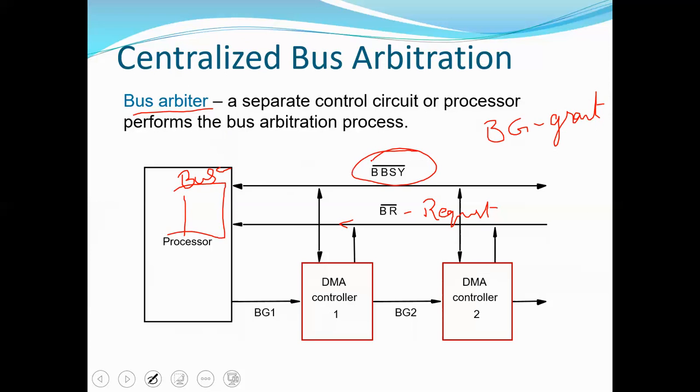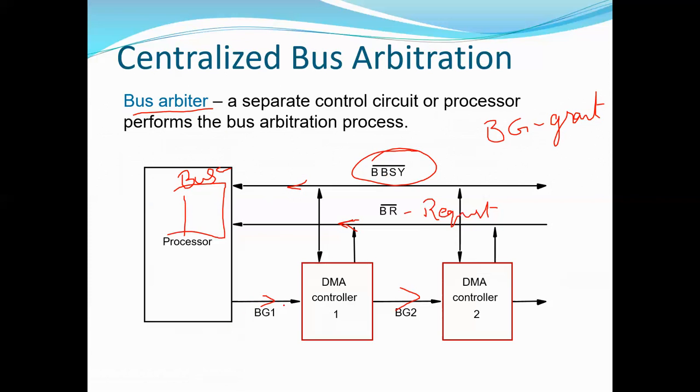Now, any device which needs control of the bus sends a bus request through the bus request line. As soon as the bus request is obtained by the bus arbiter circuit, it grants the bus. But the bus can be used only if it is not busy. If the BBSY signal is not busy, then the bus can be used. Now you can see the diagram here.